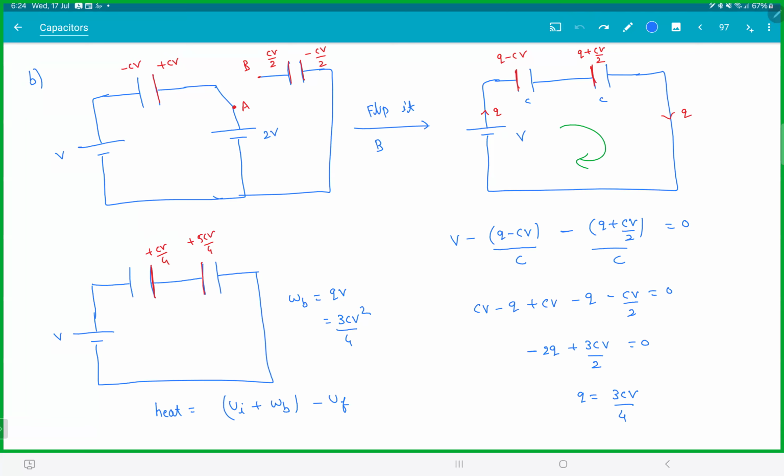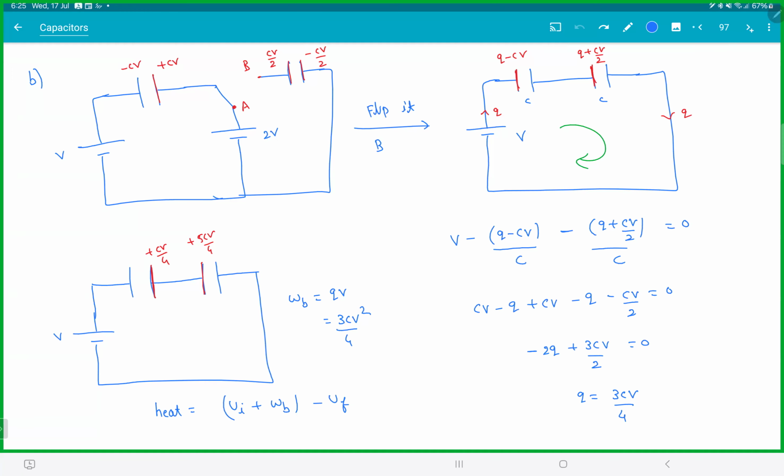Will they both charge to CV? Now see this thing. If you kept on flipping the switch between A and B, eventually you'll reach a point where whether you keep the switch at A or at B, the potential will be the same. If you keep on flipping the switches, the charges will distribute. You'll reach a stage where the answer shouldn't change anymore. The capacitors should have the same charge.